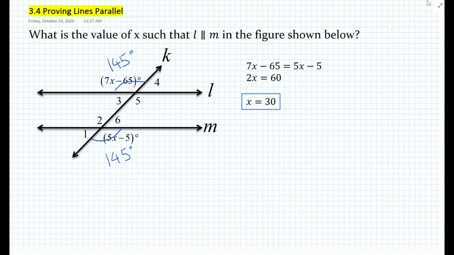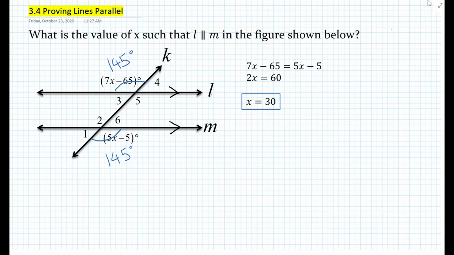So if we substitute 30 into 7x minus 65, we obtain an angle of 145 degrees. And if we substitute 30 into 5x minus 5, we also get the same angle of 145 degrees. So what can we say here now? We're also noticing that the 145 degrees that are created by these two lines and the transversal are the alternate exterior angles. And these alternate exterior angles are congruent, and therefore the lines must be parallel. So this was one of the theorems that I developed in one of my previous YouTube videos.